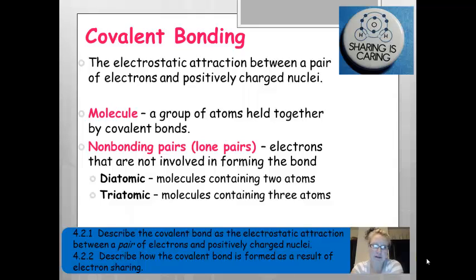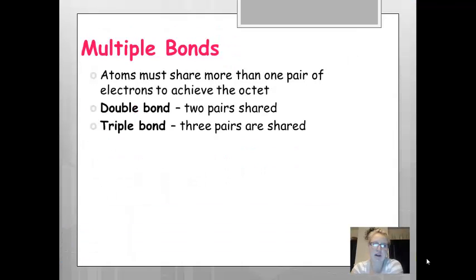Non-bonding or lone pairs are electrons that are not involved in forming the bond. So a diatomic molecule has 2 atoms, triatomic has 3, and so on. Atoms often must share more than one pair of electrons to achieve their octet, and this is when multiple bonds are formed. A double bond is when 2 pairs of electrons are shared, and a triple bond is when 3 pairs are shared.